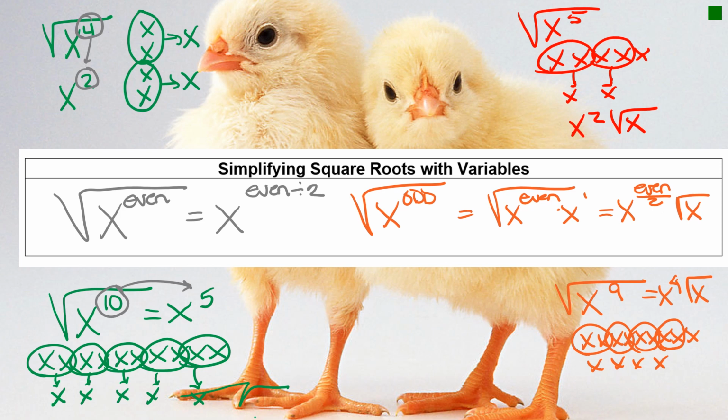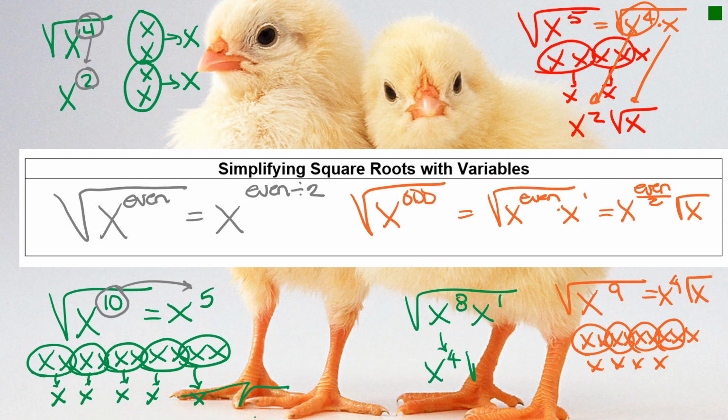So let's look at that. This x to the 5th, I would have rewritten. I would have gone down to the next even number, which is 4 times x to the 1. 4 divided by 2 is 2, leaves one of those x's inside. Here, I would have rewritten this as the square root of x to the 8th. 9 is odd, take it down 1 to make it even, and x to the 1. Because remember how we do x to the 8th times x to the 1? That's 8 plus 1, which is 9. 8 divided by 2 is 4, leaves me with an x. All right?